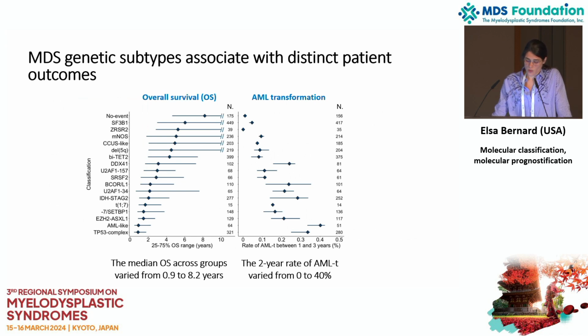Those MDS genetic subtypes were also associated with distinct patient outcomes for overall survival and rate of leukemic transformation, where the median overall survival across the groups ranged from 0.9 years for the TP53 complex and AML-like to 8.2 years for the no-event subtype. And similarly, the rate of AML transformation at 2 years ranged from 0% to 40%.